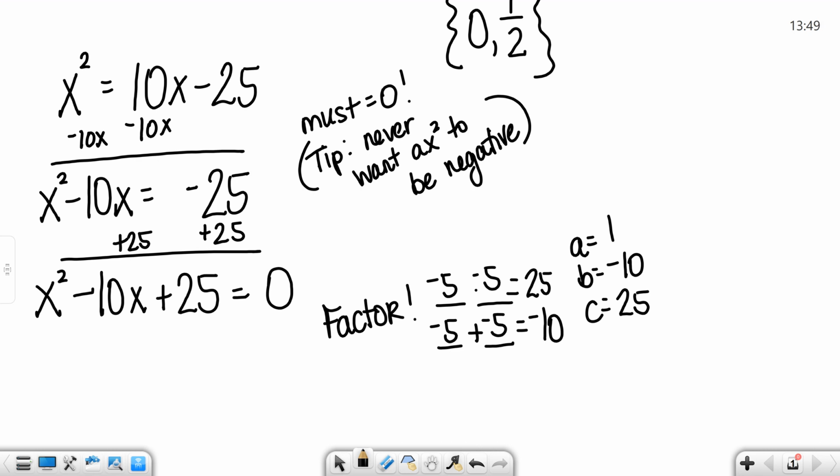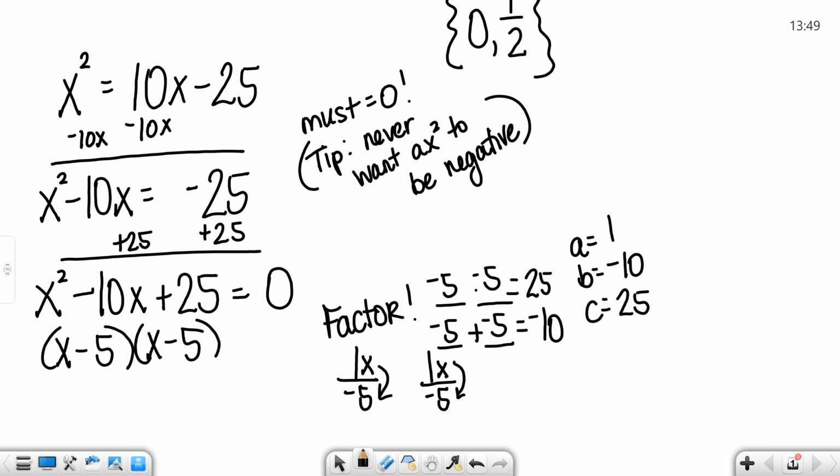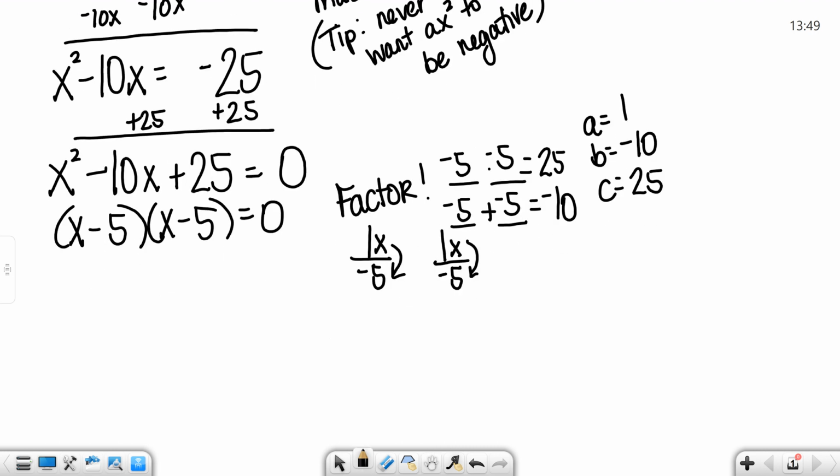As promised, I'm going to do faux fractions. Take my a value with x, put it over one term. My a value with x, put it over the other one I found. All right, can't be simplified. So my factors are x minus 5 times x minus 5. Make sure you bring down that equal 0. It does matter. This is an equation. Once we get here, we set each factor equal to 0.